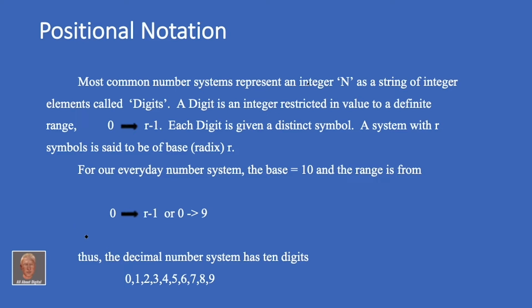So if we have a base 10, and the digits range between 0 and r minus 1, that's between 0 and 9. So the digits are 0, 1, 2, 3, 4, 5, 6, 7, 8, 9, or 10 digits. So in base 10, we have 10 digits. So the number 352 in base 10, the integer is 352. The digits are 3, 5, 2, and the radix is 10, or the base. The base is 10.